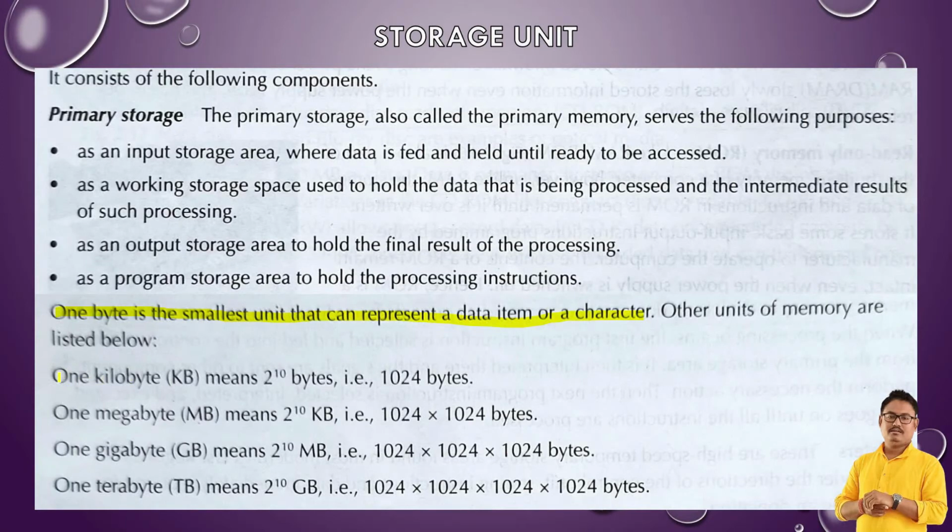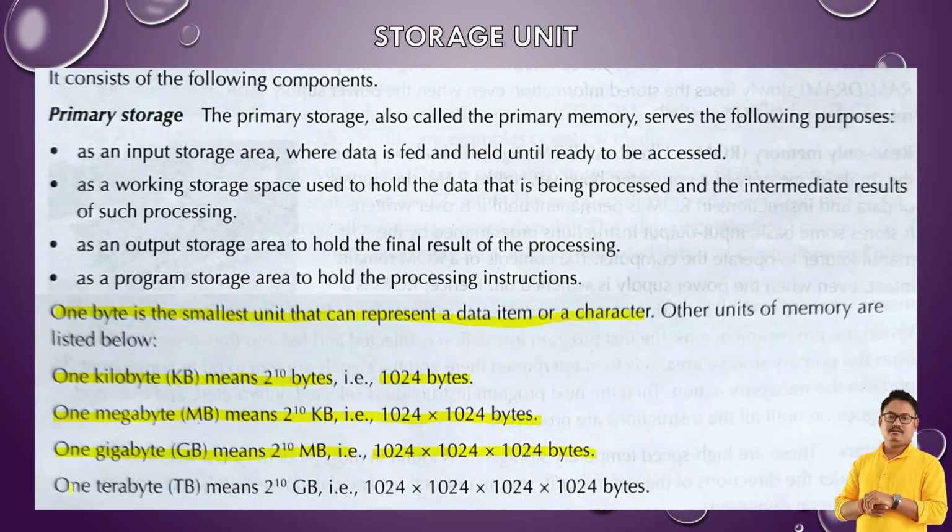When your data is larger in size, it will be converted to other units. So, from bit to byte, from byte to kilobyte. 1 kilobyte, 1 KB, means 2 to the power 10 bytes, that is 1024 bytes. Then 1 megabyte, 1 MB, means 2 to the power 10 KB, that is 1024 into 1024 bytes. After that, 1 gigabyte. 1 gigabyte means what? 2 to the power 10 MB, that is 1024 into 1024 into 1024 bytes.